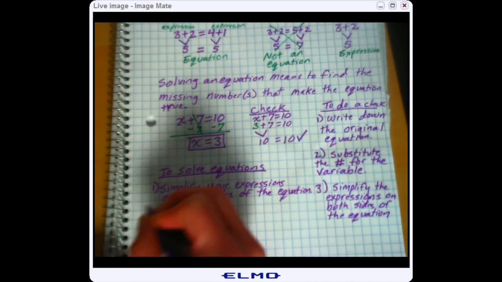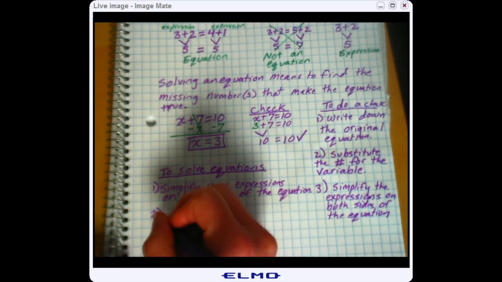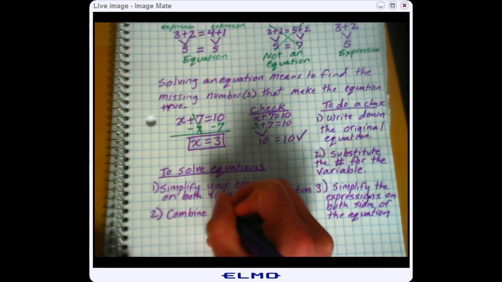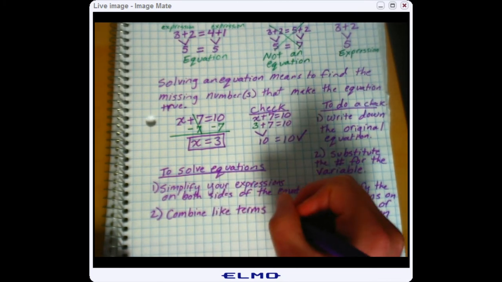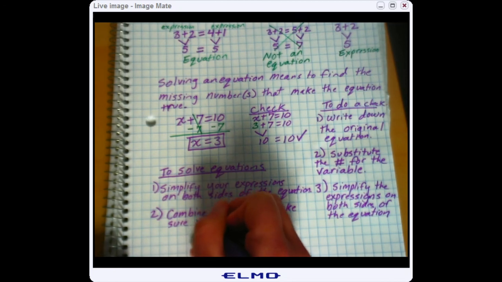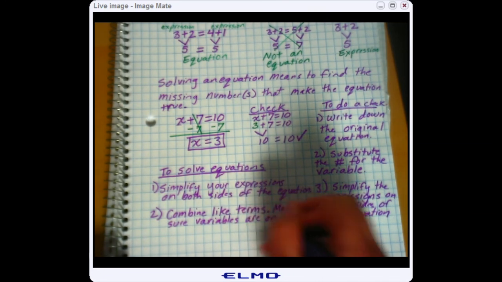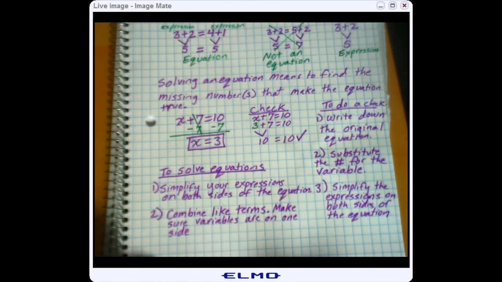And then the second thing you're going to do is make sure that your variables are on one side of an equation and that you can combine those variables. You're going to combine like terms. And this is actually part of your simplifying here. Make sure variables are on one side of the equation, and it doesn't matter left or right. Since the two sides are equal, whether it's on the left or the right doesn't really matter. You just want them together.